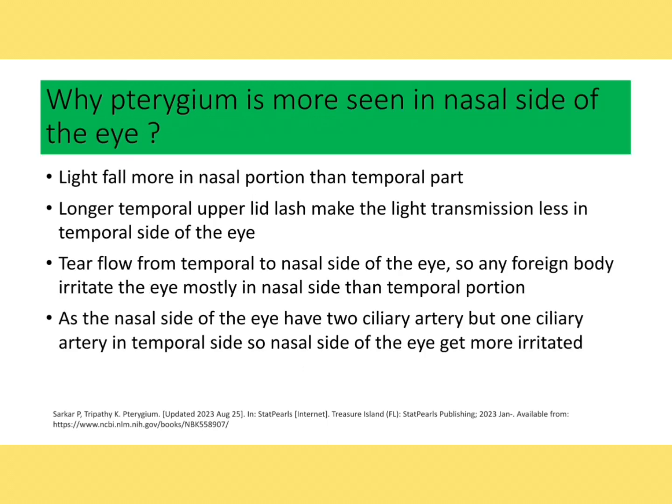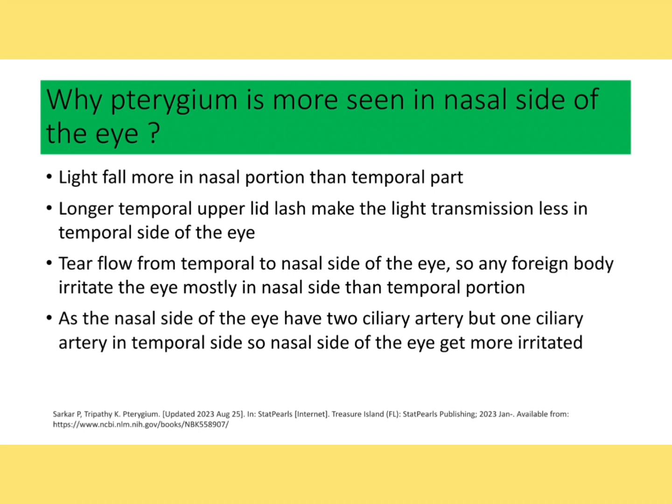Okay. Now, why is pterygium more seen on the nasal side of the eye? First of all, in our daily OPD practice, you also see that most of the patients who come for pterygium removal, or complain of a mass lesion growing from the nasal side onto the cornea, the black portion of the eye, have pterygium present on the nasal side of the eye. So what is the reason for that?